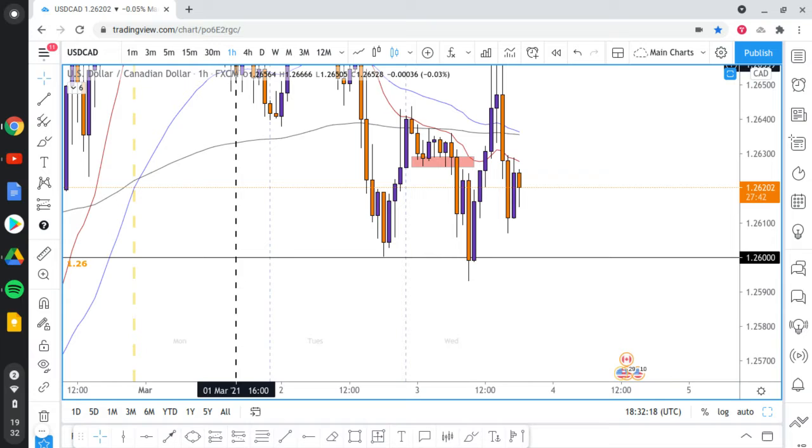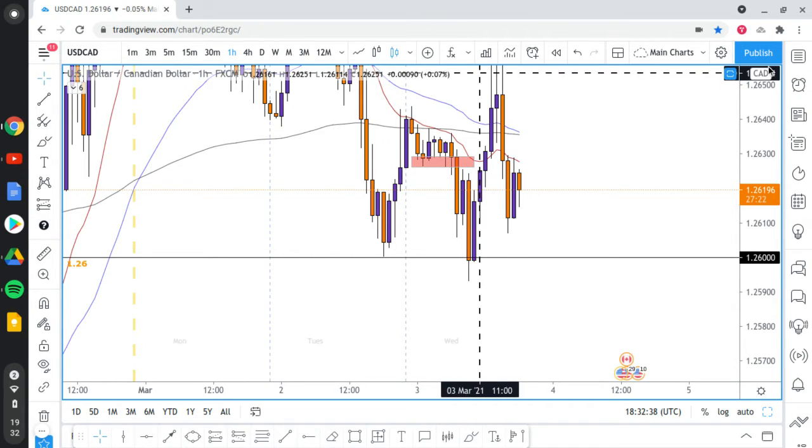Here are the notes that I write down in my physical notepad. It was US dollar CAD, 4 hour break and retest area, 1 hour break and retest. My main target was the low of yesterday, slash new low of the day, and the stochastic on the 5 minute was overbought. Those are my notes.